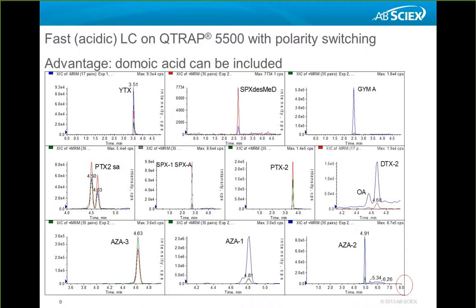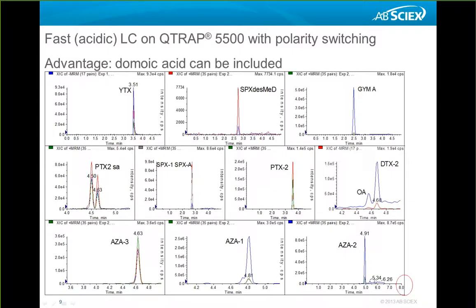Now let's have a look at the chromatogram. On this picture you see the fast acidic LC method on the QTRAP 5500 system, and this is done in one run, as you can see, with positive and negative polarity switching. For example, here the yesotoxin in negative mode, while the azaspiracids are nicely ionizing in the positive mode. The whole runtime is 8 minutes.